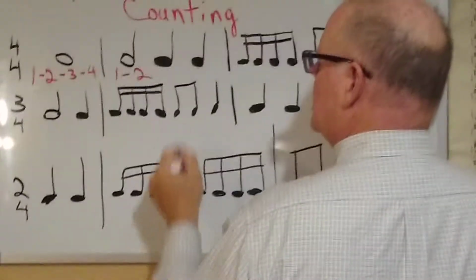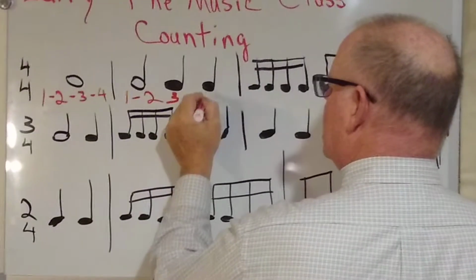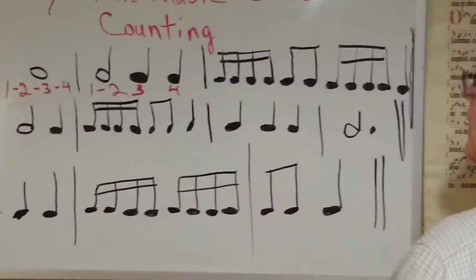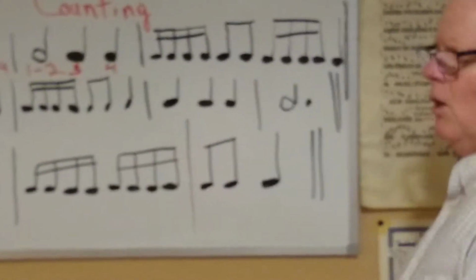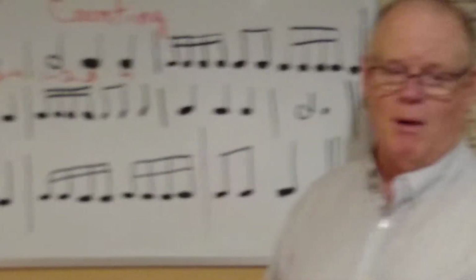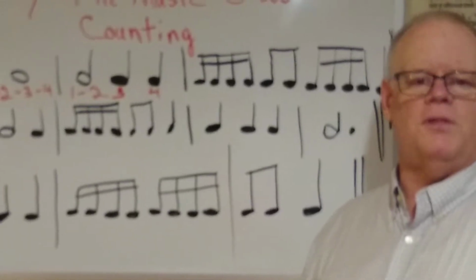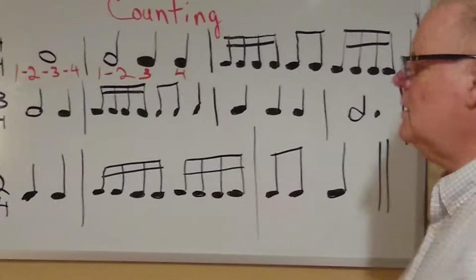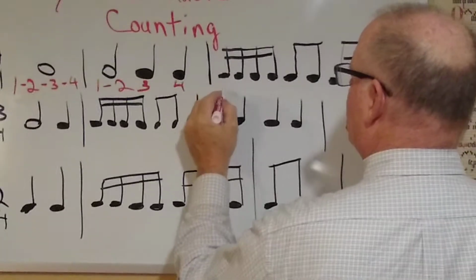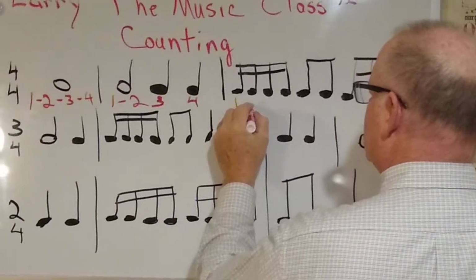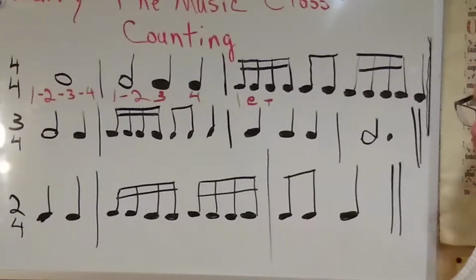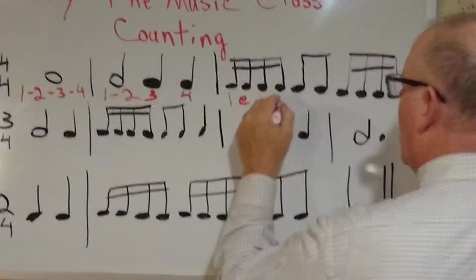So that would be 1-2. This is number 3. This is number 4. This measure, well, I've got 4 notes in 1 beat. A lot of people use this syllable system that we will use, 1 E and A. So this is going to be beat number 1 right here, E, and I use a plus sign for and, like 2 and 2, A.